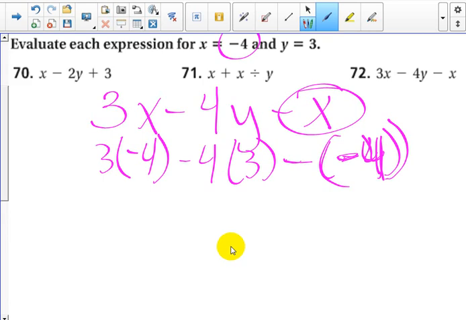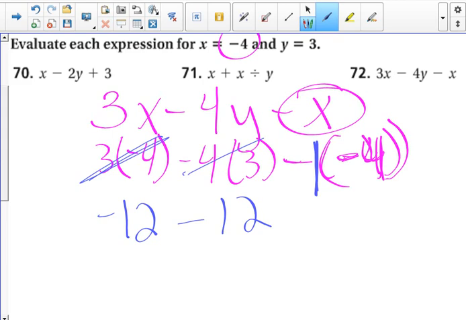All right, so we're going to do multiplication all the way down. So 3 times negative 4 is negative 12. And now I've got negative 4 times 3. That's also a negative 12. And then I have negative times negative 4. Remember, if the number's missing, it's just 1. That's like negative 1 times negative 4, which is a positive 4.